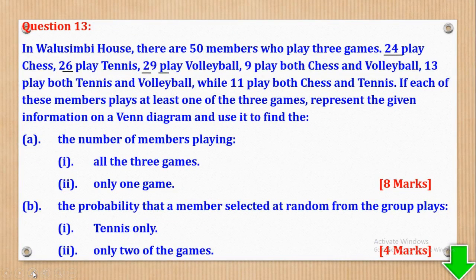Then next we are told that 9 play both chess and volleyball, then 13 play both tennis and volleyball, then 11 play both chess and tennis. So let's first represent that.